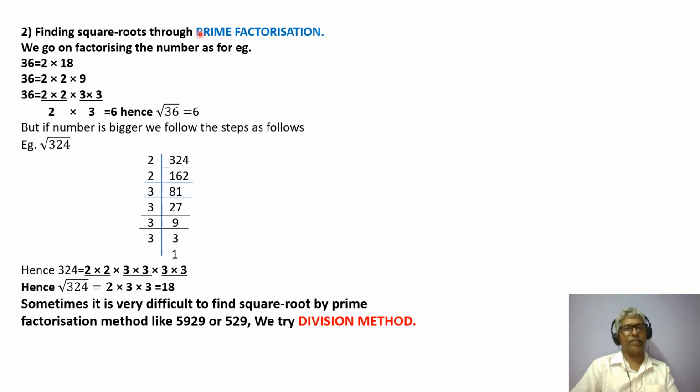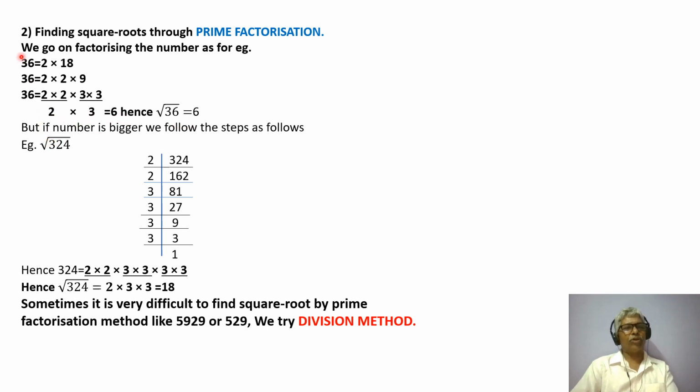So these are called prime factors, and this is prime factorization. Now you pair them. 2 into 2, take 1 two for these two, and 1 three for these two threes. Now multiply 2 into 3, which equals 6. Hence we see that the root of 36 is 6. Got it?